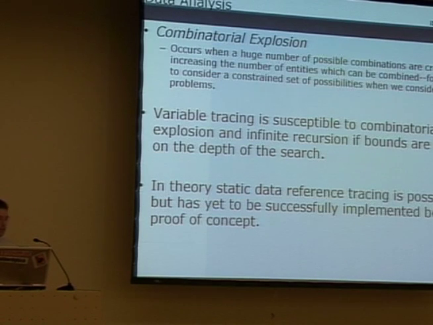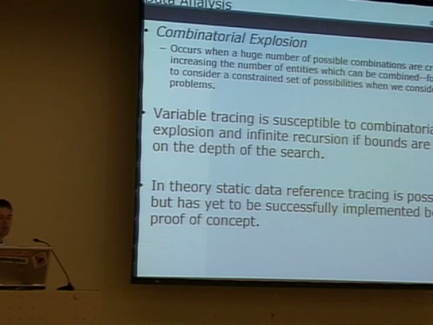And this can be described as a combinatorial explosion scenario on large pieces of code. If you restrict it to smaller portions of code, it's more applicable, but essentially, this occurs when a huge number of possible combinations are created by increasing the number of entities which can be combined, forcing us to consider a constrained set of possibilities. It's a mouthful, but essentially it just means that you're going to run out of system resources before long if you're creating all these complex trees of relationships between data references in the code.